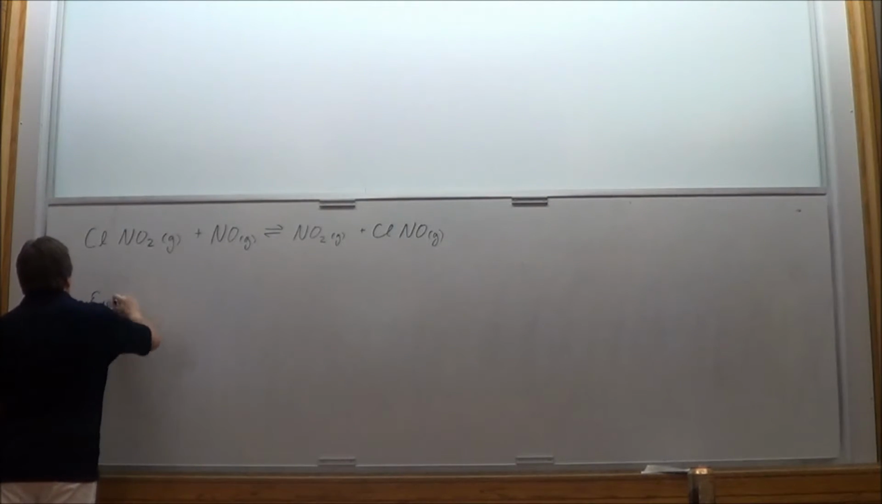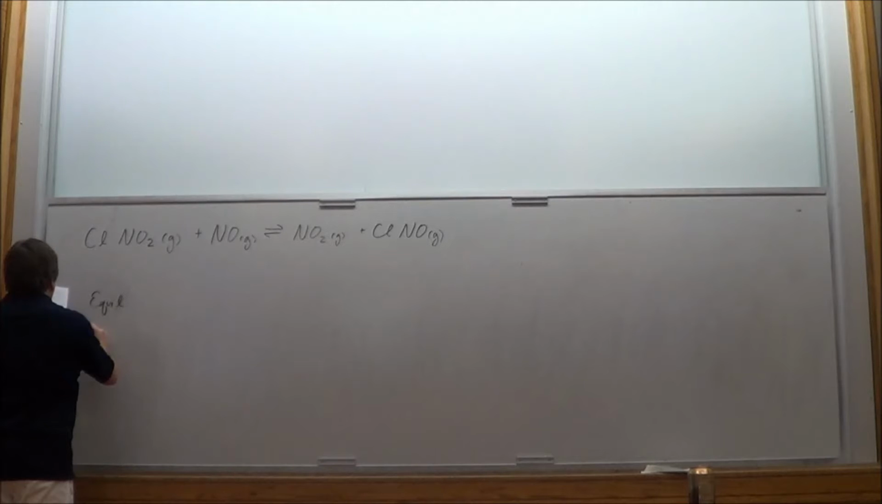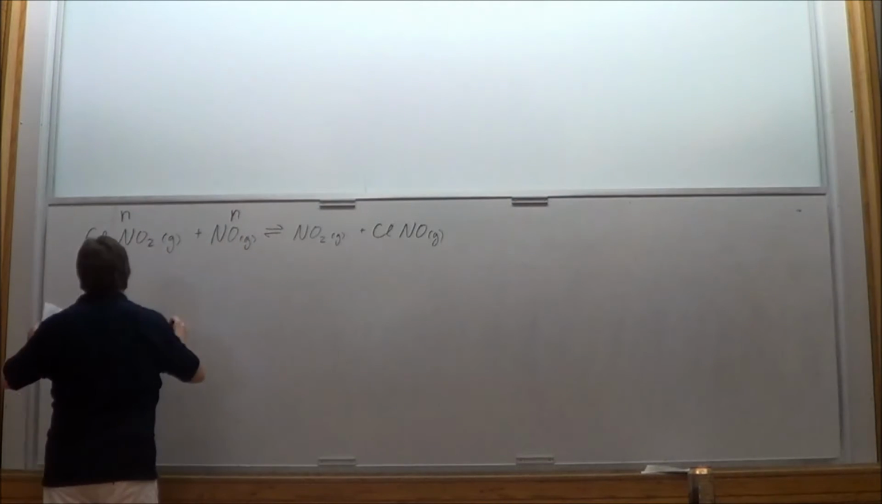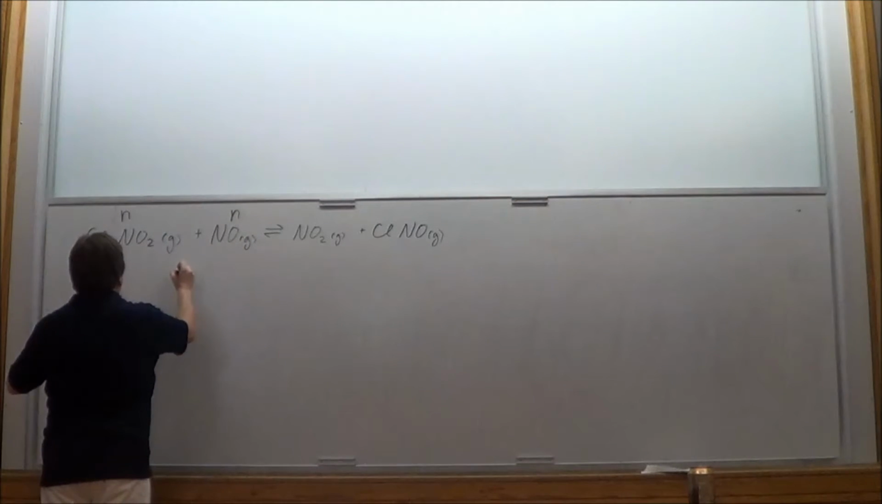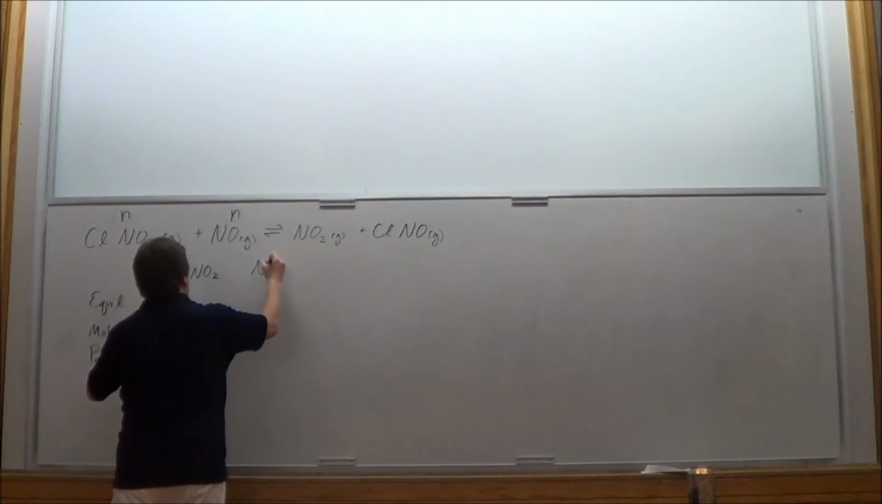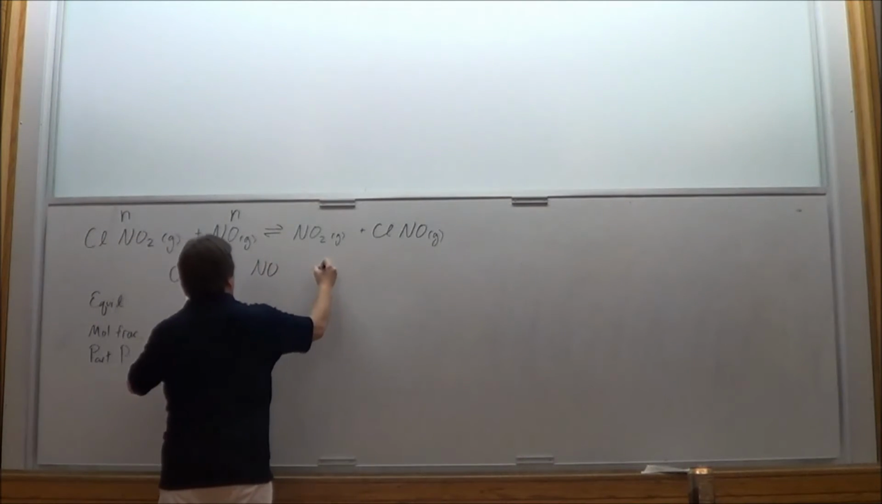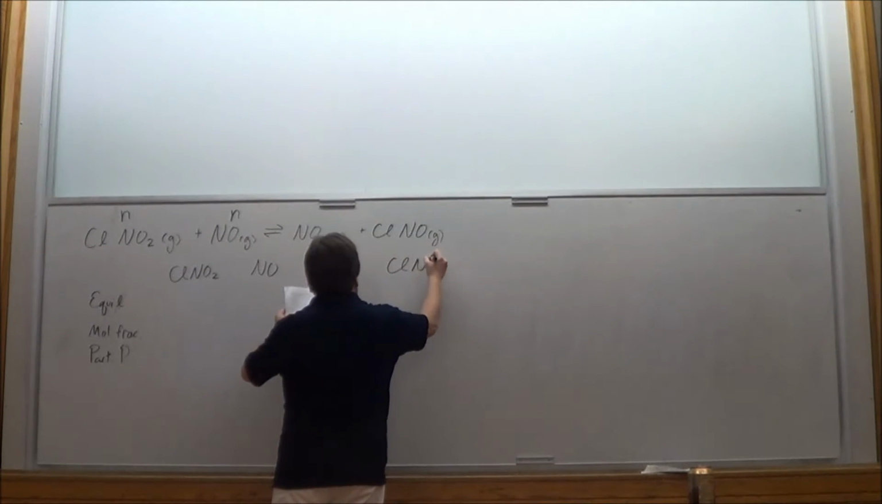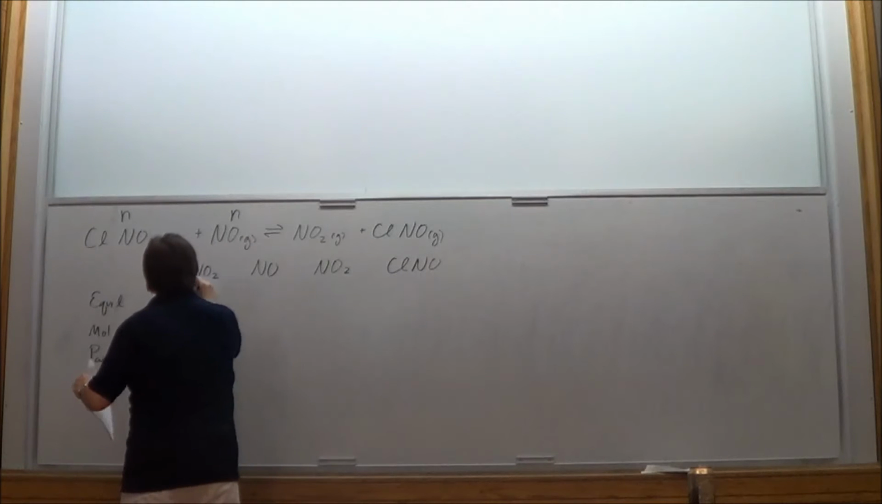Sorry, equilibrium. And then you're going to talk about mole fractions. And then we're going to do partial pressures. Okay, now I said we'd start with n of this and n of this. And again, I make a table for each species: NO2, and Cl, and O. Okay, make a giant table.